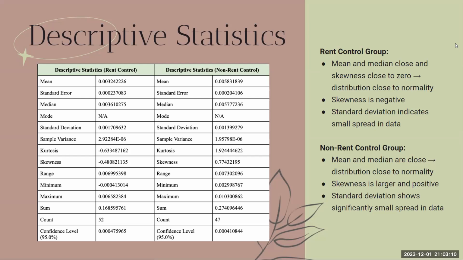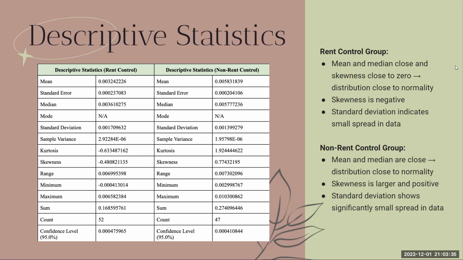So in summary, both groups have distributions close to normality. Sample variance is zero, indicating data to be generally very similar. And the standard deviations for both indicate a small spread in the data. The most notable difference is the difference in skew between the groups. The rent control group is negatively skewed, while the group without rent control is positively skewed.